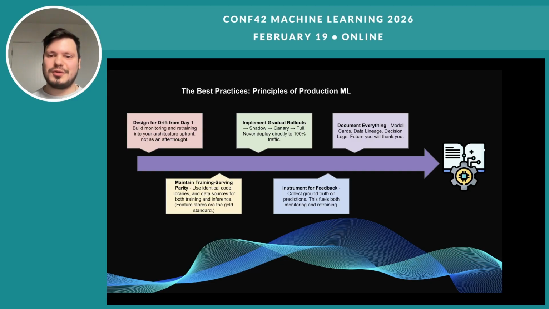The next one is document everything. That's when the future you will thank you. We need to track everything: model cards, data lineage, decision logs, everything that's possible. Monitoring machine learning pipelines without proper logging is a real nightmare, but documentation is also helpful for understanding bottlenecks and future improvements.